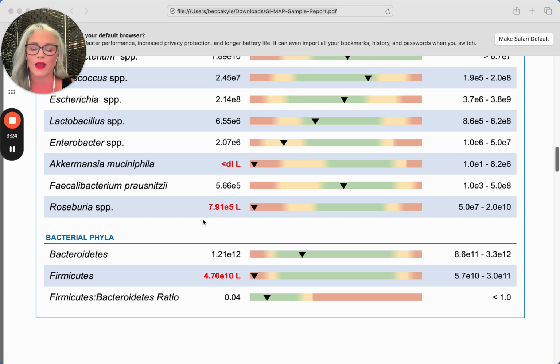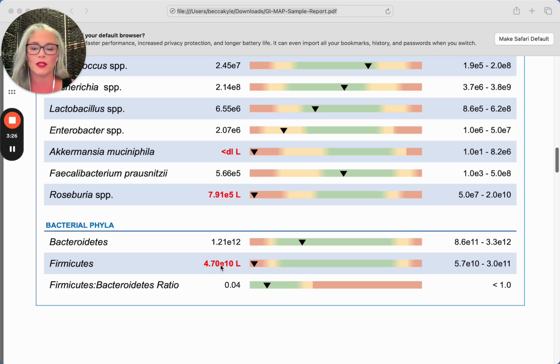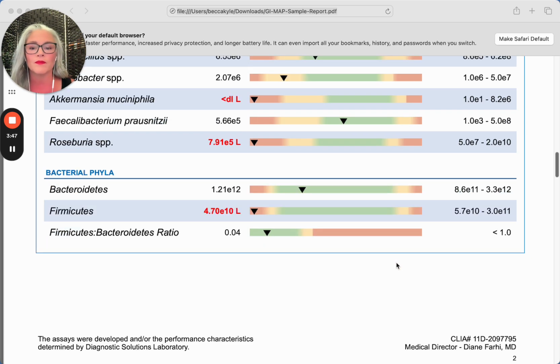Now, this bacterial phyla here, these are bacteria that dominate your entire digestive tract, from your mouth to your nose to your throat to your colon. And so if either one of these are high or low, that tells us you have an imbalance systemically in your bacteria. Now, this Firmicutes is also known as the fat bug, in that if it's high, it tends to correlate with higher levels of obesity.